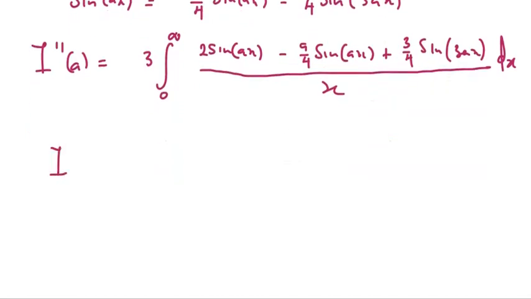So from here, I prime prime of a is going to be equal to 3 integral from 0 to infinity. So here, 2 sine of ax minus 9 over 4 sine of ax is giving us negative 1 by 4 sine of ax. Is that correct?